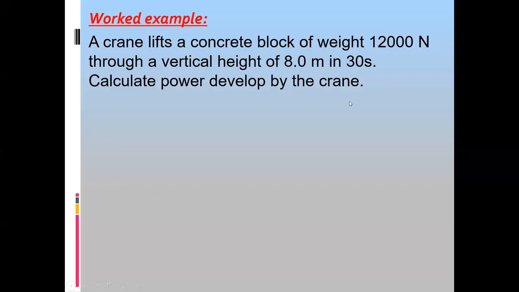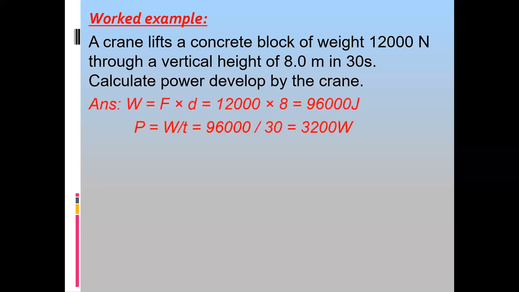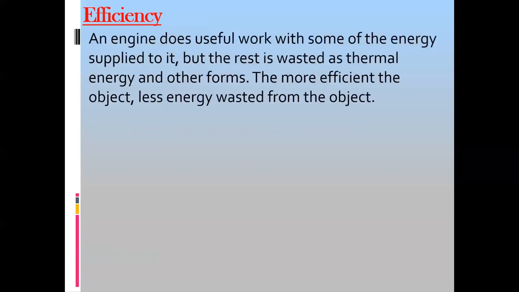Then a worked example: a crane is lifting a concrete block with a weight of 12,000 Newton through a height of 8 meters in 3 seconds. What is the power? Power is work divided by time. Work is force times distance. So 12,000 times 8 is 96,000, divided by the time of 30 seconds. So it will be 3,200 watts.